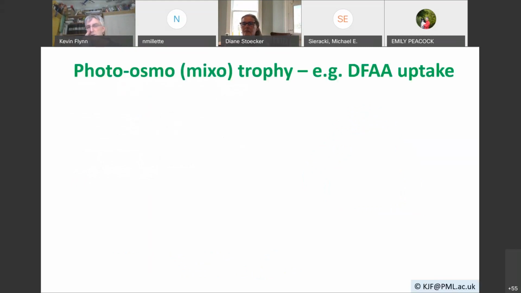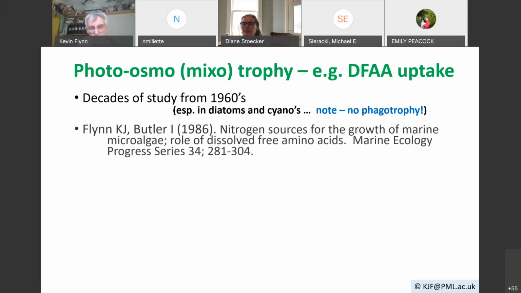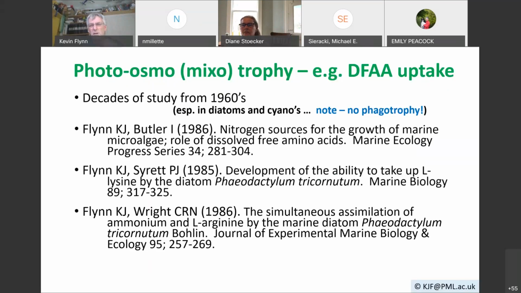So photo-osmo mixotrophy, such as the use of dissolved free amino acids, has been studied for decades, from the 1960s or probably before. I did my PhD on this sort of stuff in the 80s, so there's tons of stuff from back then. And interestingly, we can see parallels in what we found out about those things and what Diane's been talking about.